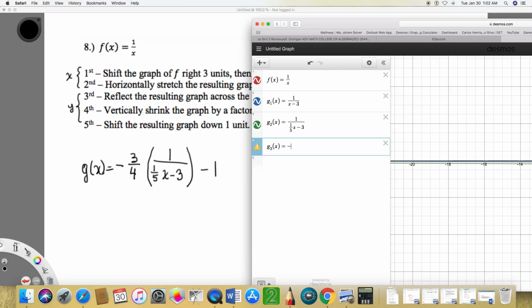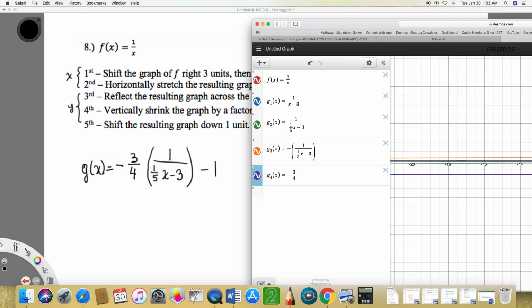and it was a reflection, and then our fourth transformation is the 3/4, and then 1/5, x minus 3, and then the last transformation pushes it down 1 unit.